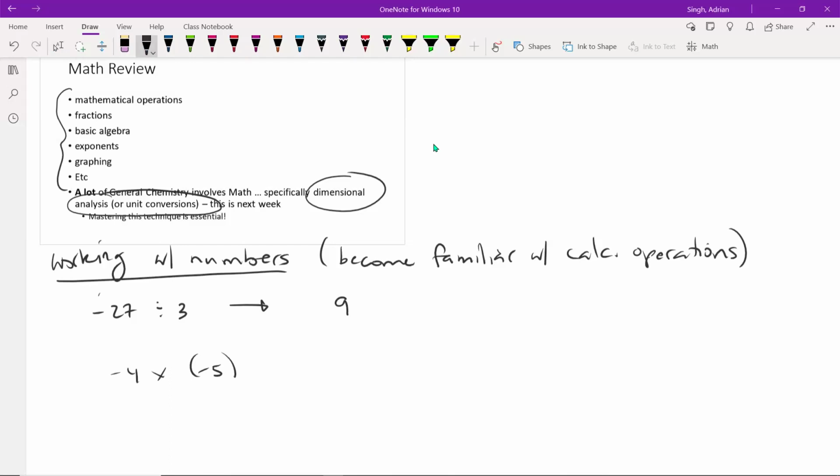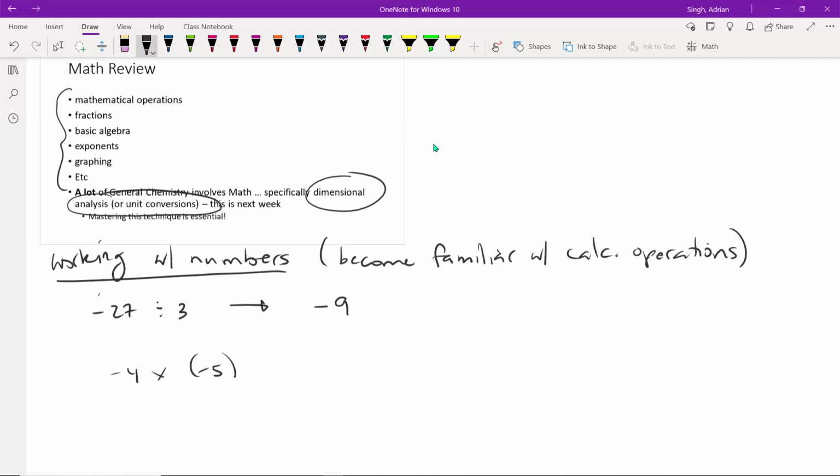And when you divide numbers with different signs, so we have a negative sign here in front of 27, and the 3, even though you don't see a sign in front of it, positive is understood. So you have two different signs, and we end up with a negative value.